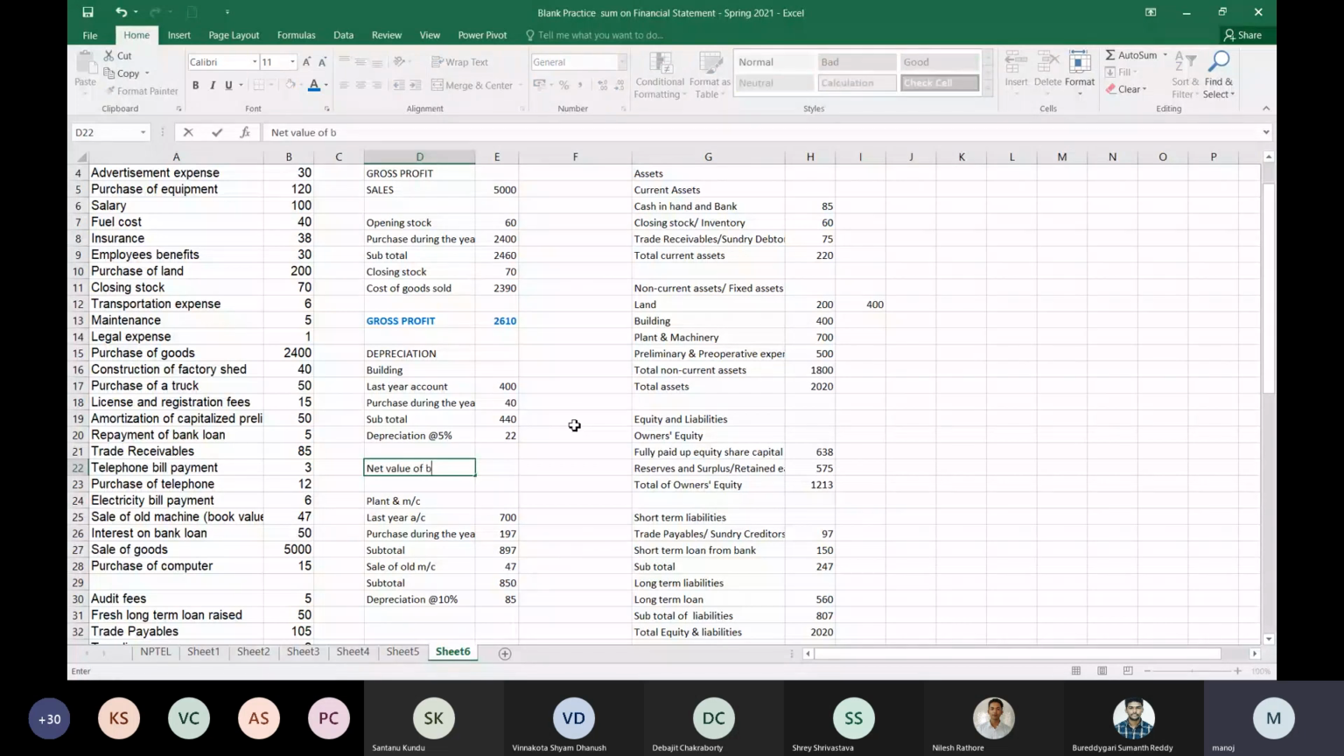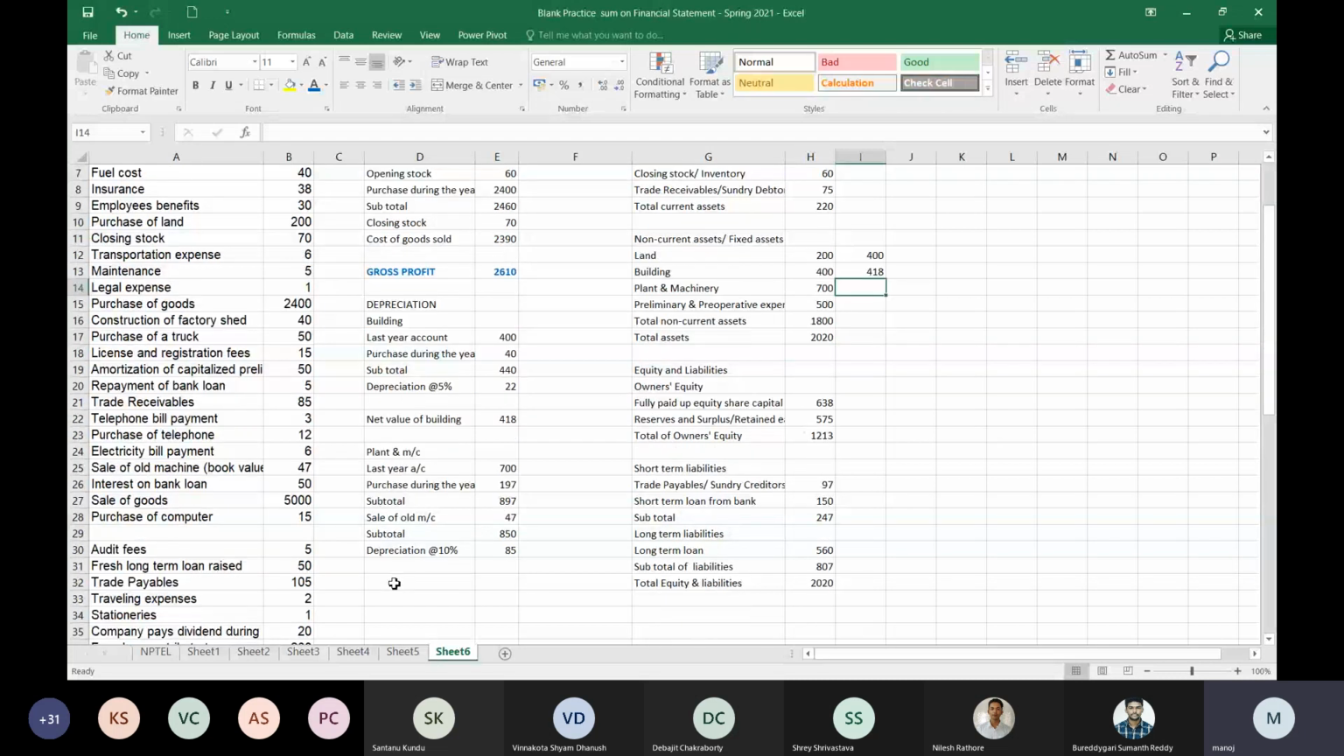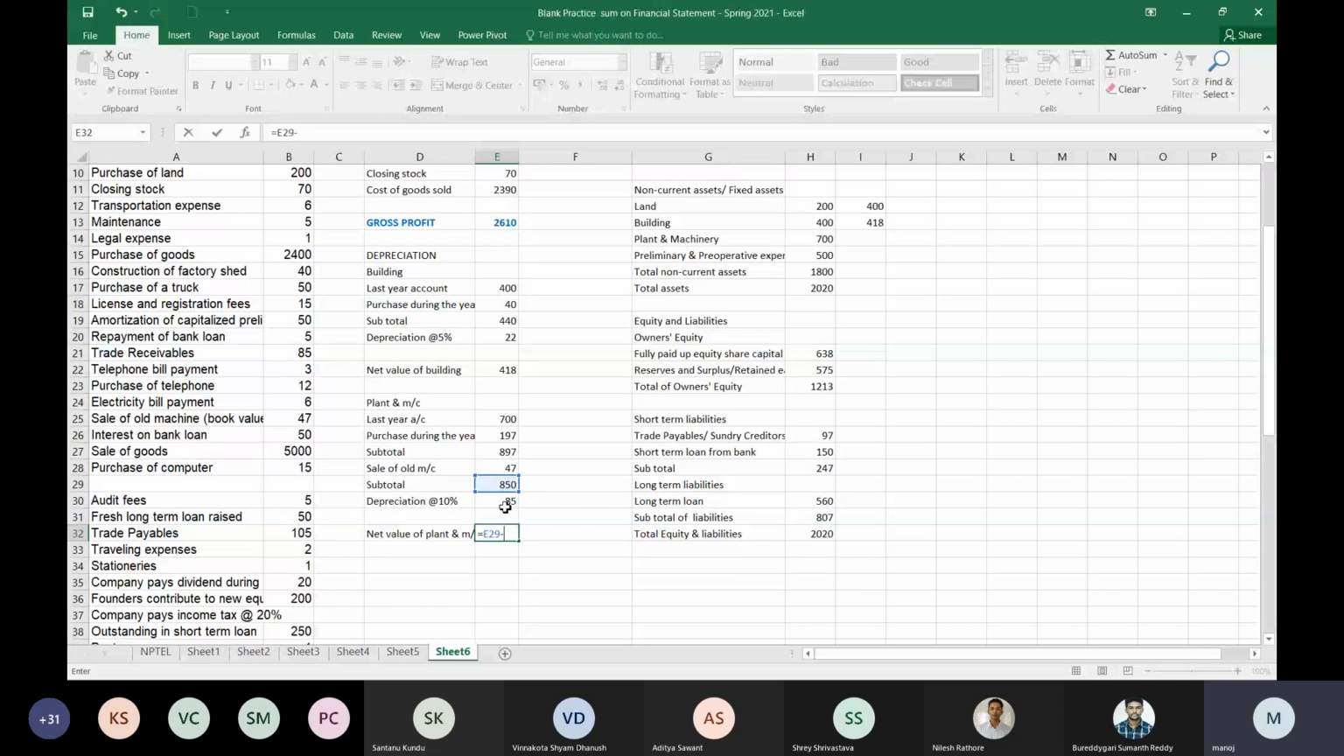So net value of building. We should do it right here, otherwise we'll forget. Is equal to 440 minus depreciation is equal to this, and this should go to the building here. So this should be equal to this. So we have new building value of 418. Similarly here, net value or written down value of plant and machinery is equal to this minus this. So this should go there. Plant and machinery is equal to this.